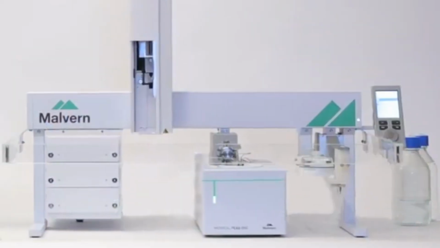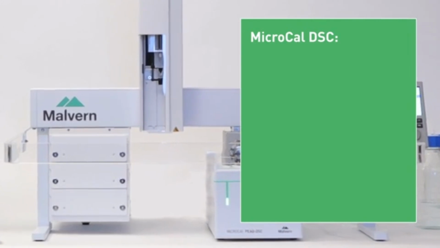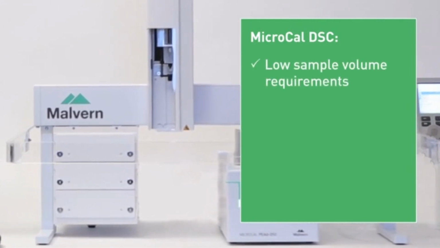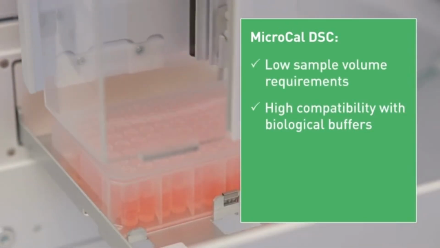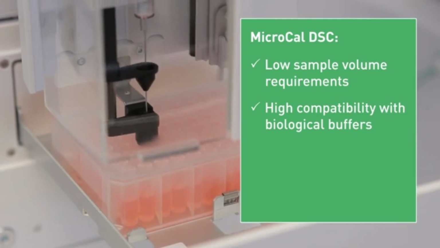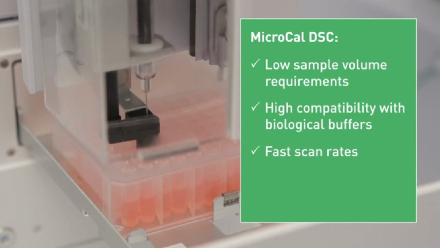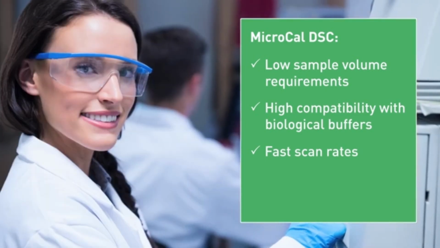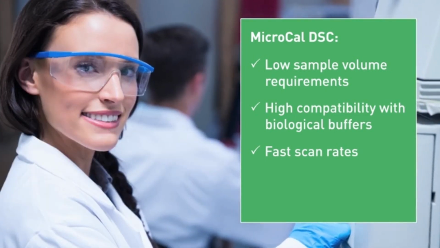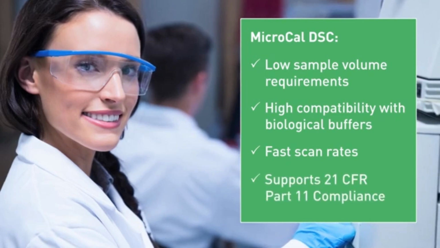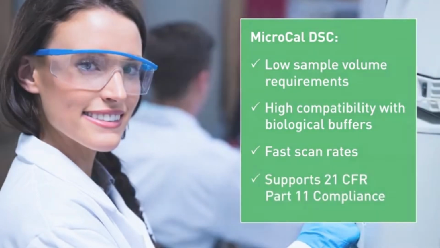In addition to these advantages, the MicroCal DSC has low sample volume requirements and high compatibility with biological buffers. It can be run at fast scan rates, reducing experimental time, and it has features that support working in a regulated environment, including Mac software, to support 21 CFR Part 11 compliance.